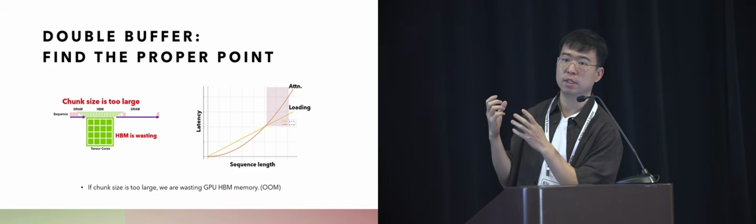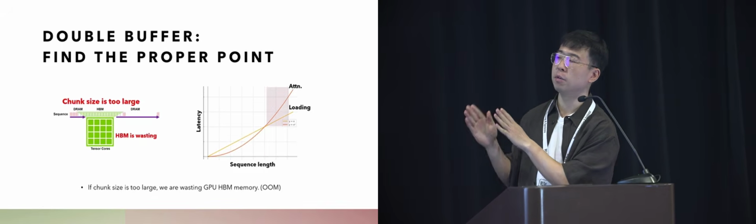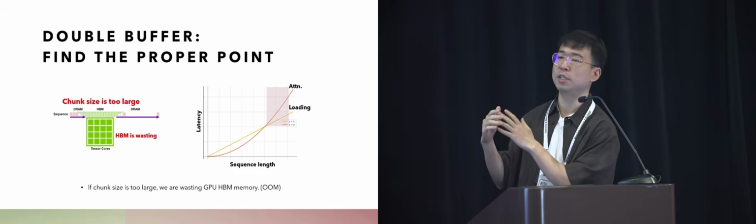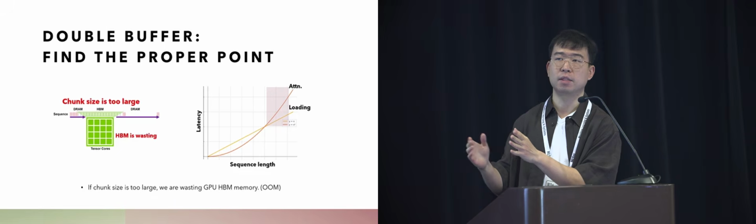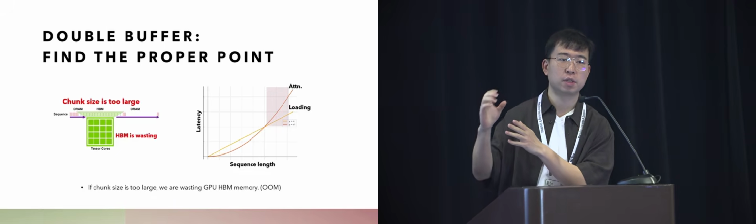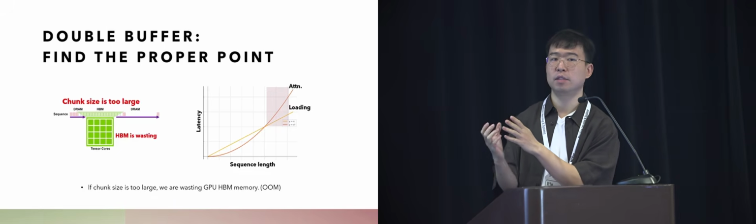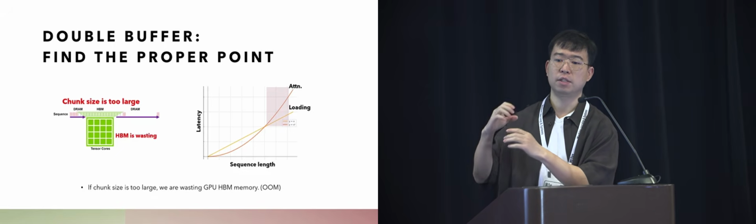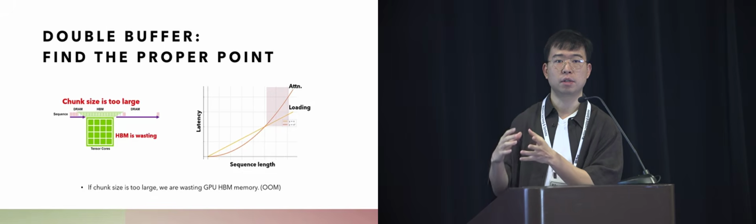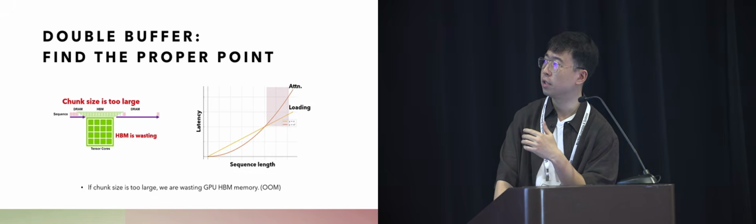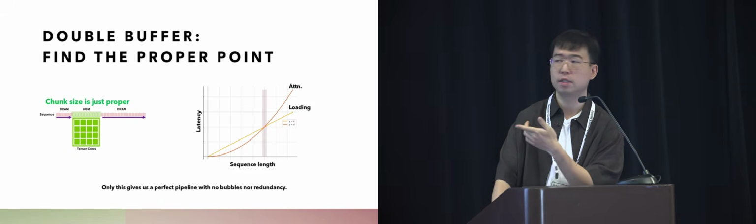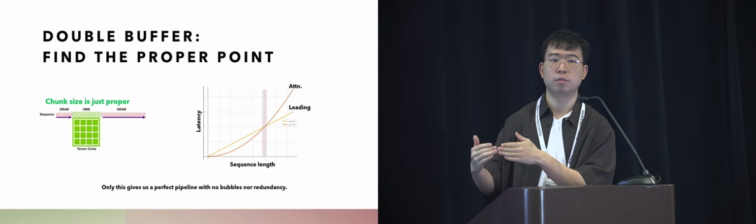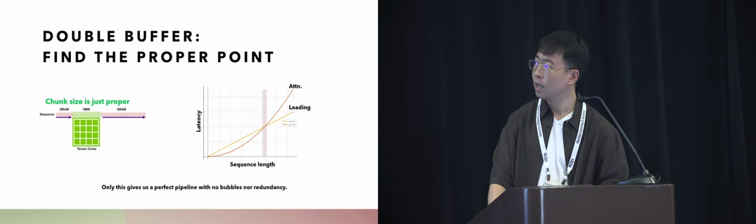But after that point, the prefetching latency can be perfectly overlapped, but we also claim that you're just wasting too much HBM memory because you're putting too many tokens on your GPU. As long as your GPU is busy computing, you don't really need to put so many tokens there. You can just fetch the next tokens while computing the current one. So you just need to pick the correct point. This is the point where everything can be overlapped, but also you're not wasting too much GPU memory.